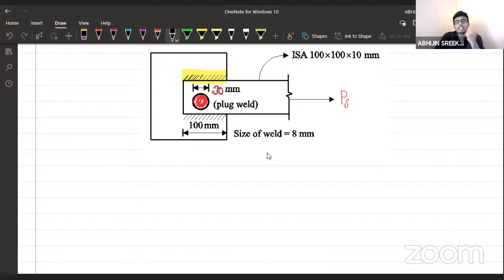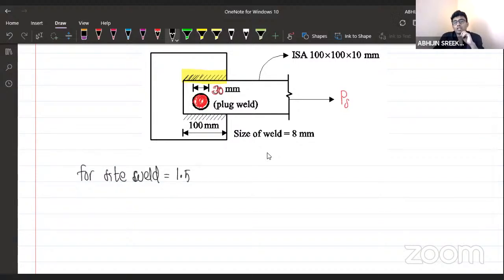What is the gamma MW value? You know that for site weld, it is given that the welding is done on the site. When the welding is done on the site, what is the gamma MW value? I'm seeing your comments. Anyone? I need your answers. Yes, exactly.